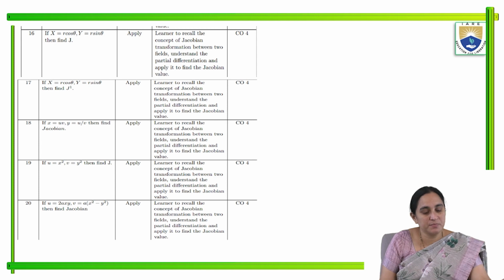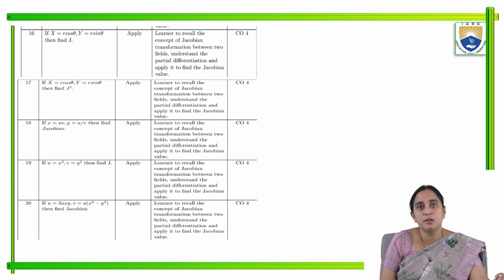And 18th question, if x is equal to uv, y is equal to u by v, then find Jacobian. Okay, this also comes under Jacobian. In 19th question, if u is equal to x square, v is equal to y square, then find j. Okay, that also comes under Jacobian. And the last, 20th question, if u is equal to 2axy, v is equal to a into x square minus y square, then find the Jacobian. These all come under the Jacobian.